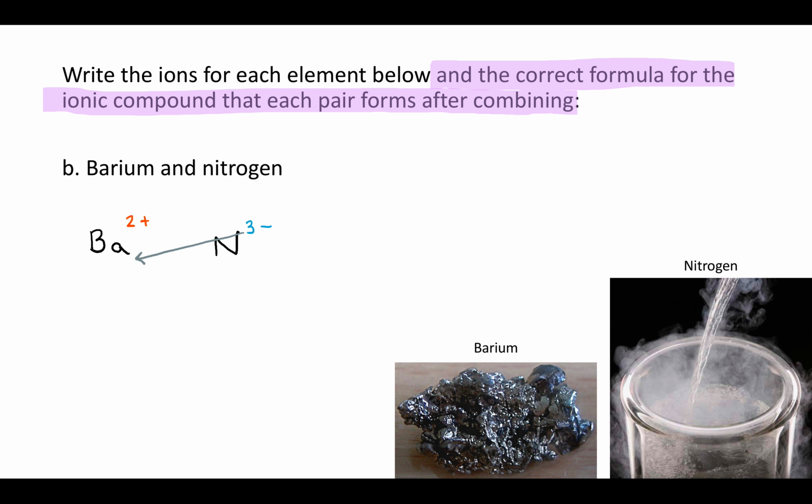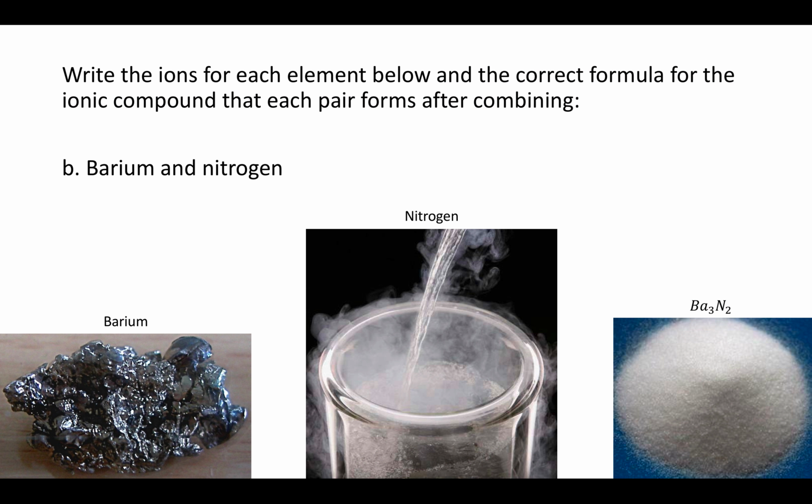So the superscript on one element becomes the subscript on the other. Here, the 3 at the top right of nitrogen becomes the 3 at the bottom right of barium, and the 2 at the top right of barium will become a 2 at the bottom right of nitrogen. So we crisscrossed those charges. And that is the ionic compound that forms when barium combines with nitrogen. So when you take barium and you mix it with nitrogen, you'll get Ba3N2.